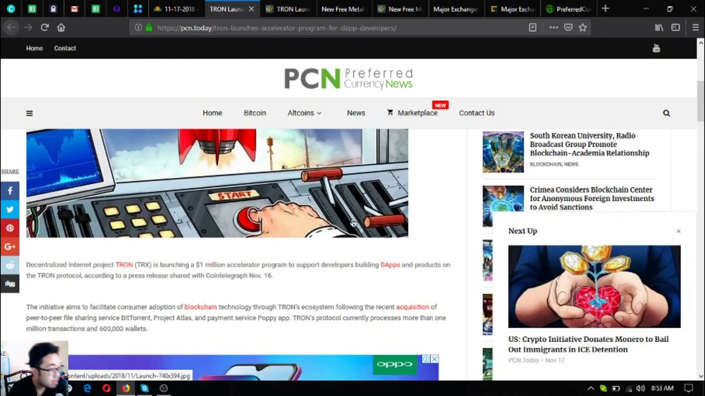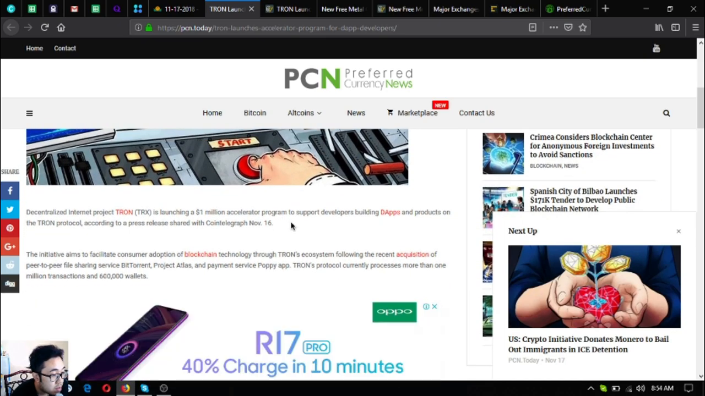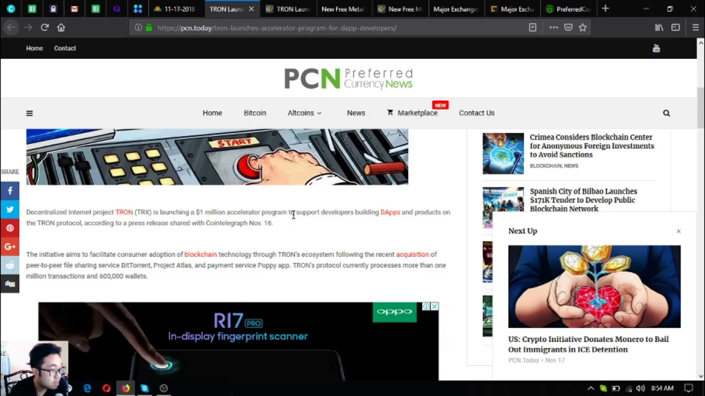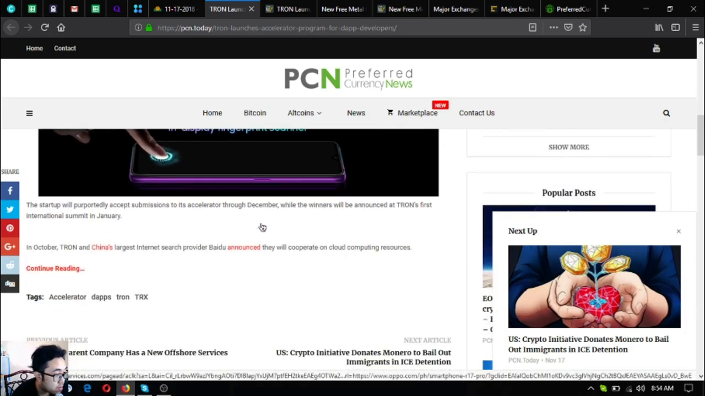Alright. So the decentralized internet project Tron, or TRX, is launching a $1 million accelerator program to support developers building dApps and products on the Tron protocol, according to a press release shared with Cointelegraph November 16. The initiative aims to facilitate consumer adoption of blockchain technology through Tron's ecosystem following the recent acquisition of peer-to-peer file sharing service BitTorrent, Project Atlas, and payment service Puppy App. Tron's protocol currently processes more than 1 million transactions and 600,000 wallets.